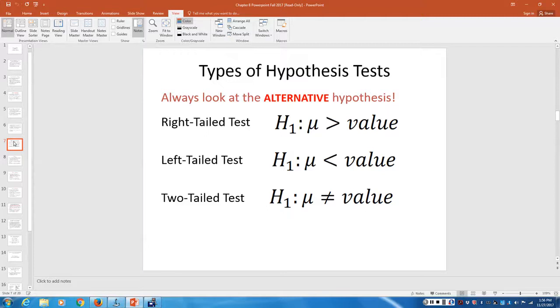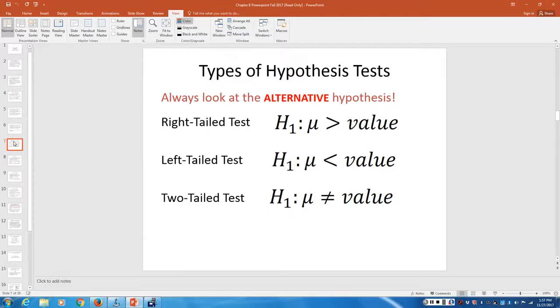So there's three kinds of hypothesis tests. You always look at the alternative hypothesis to decide which one of the signs to use. If you have what's called a right-tailed test, it's always going to say that mu or p is greater than. Your inequality sign is going to point to the right. If you have a left-tailed test, it's always going to say that mu, or the proportion, is less than some number. Your inequality sign is going to point to the left.